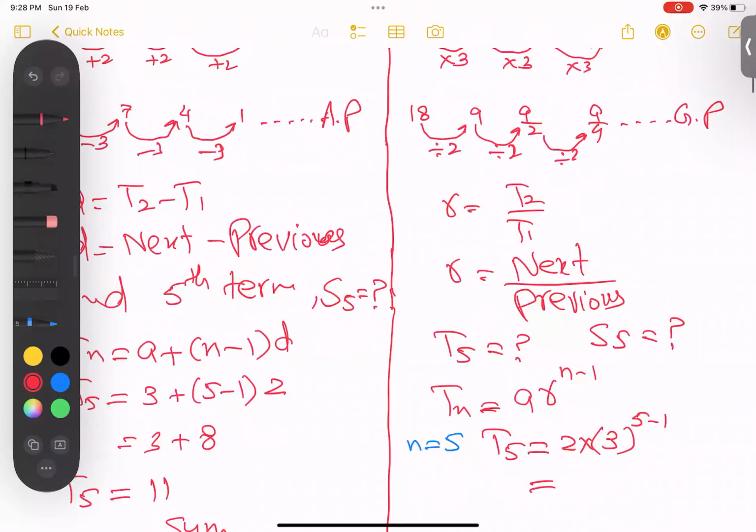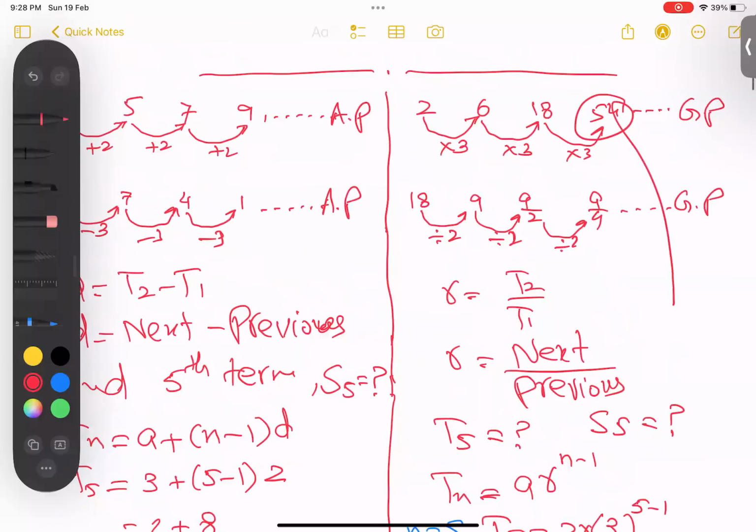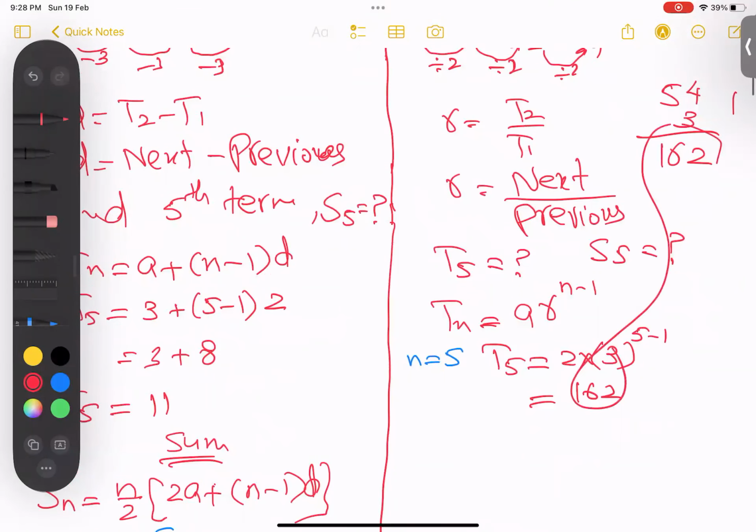And if I type in my calculator, let me check. 2 times 3 to power 4. And my answer is coming 162. Now let's see, is it right or wrong? So if I multiply 54 into 3, let's see what answer comes. 3 4s are 12, 1 carry. 3 5s are 15 plus 1, 16, 162. Check. It matches. It means that our formula is working and we are understanding, alhamdulillah rabbil alameen.